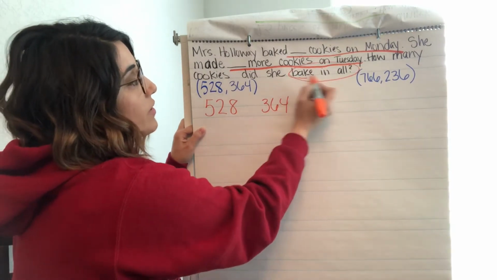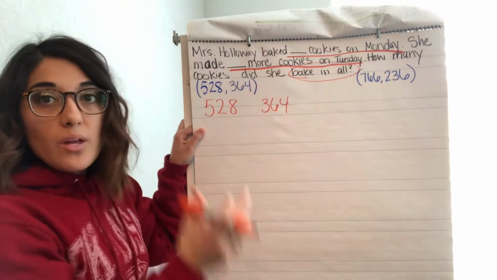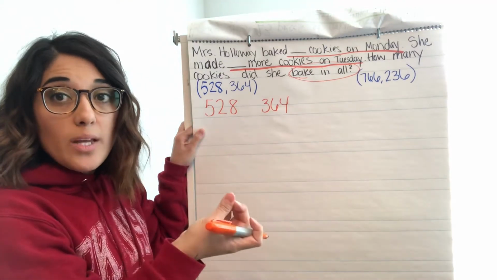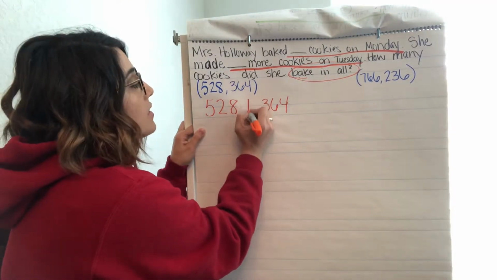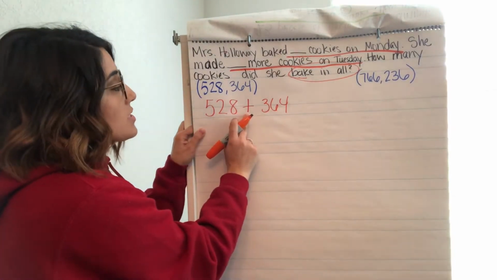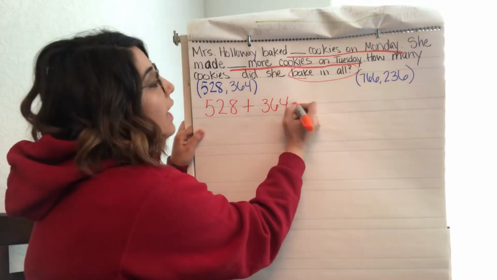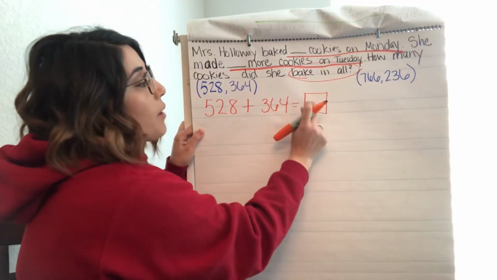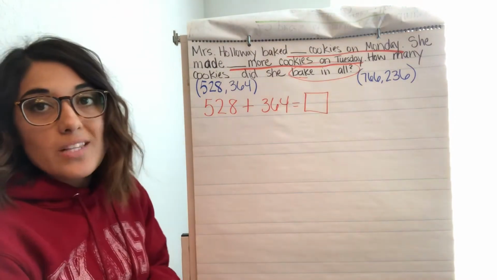So that question right there, in all, really helps us to know that with these two sets of numbers, we're gonna join them together or we're gonna add them together. So I'm gonna go ahead and put my addition sign or plus sign right there. And then the question is, how many cookies in all? So that's what we're gonna start with.